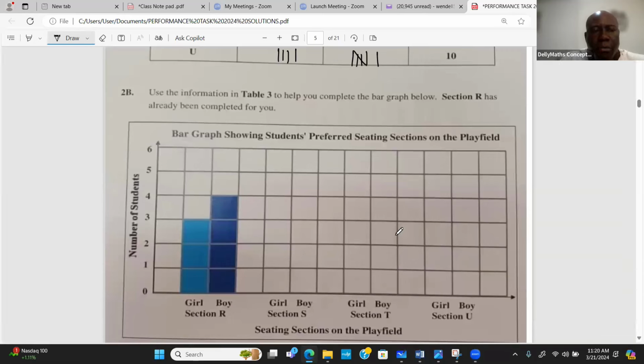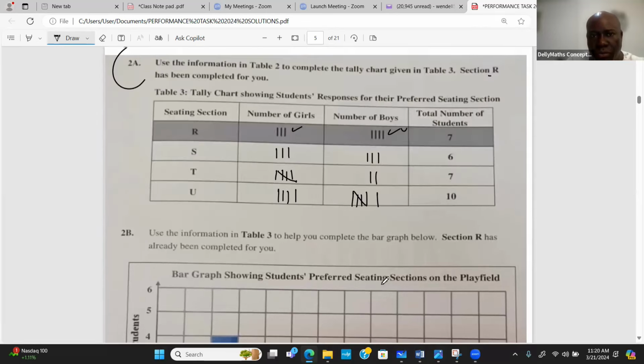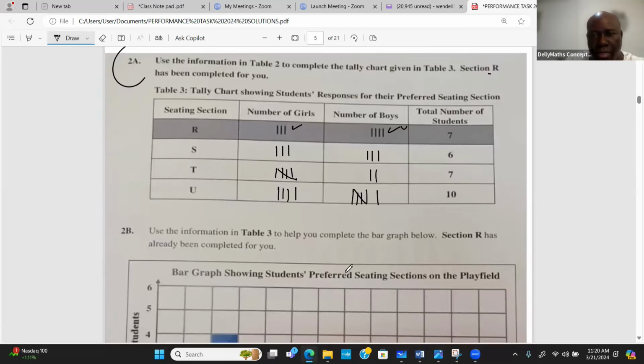Question B says, use the information in table 3 to help you complete the bar graph below. Section R has already been completed. So we're seeing the 3 girls and the 4 boys being done already. So you're just going to draw some lines to complete it. So section S, let's go for section S. We have 3 and 3, all right?